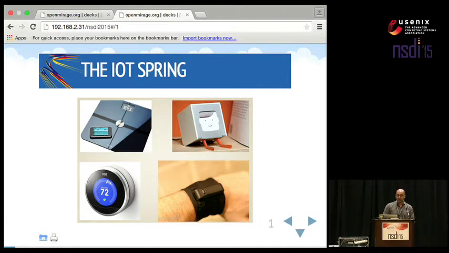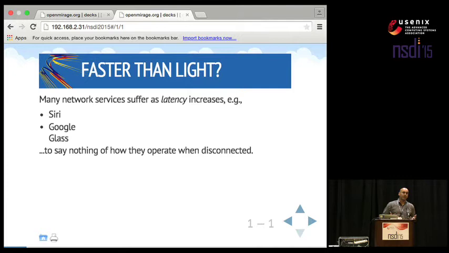Now, the problem is a lot of these systems depend on cloud connectivity to provide their functionality. And as latency increases, as you go to remote cloud services for all of your compute, you get a real problem of observable latency becoming an issue. If I try to use Siri to ask for directions, it's going to have that awkward pause of 500 milliseconds to a second while it has multiple RTTs to the cloud and activates its microphones. And when it's disconnected, of course, it doesn't work.